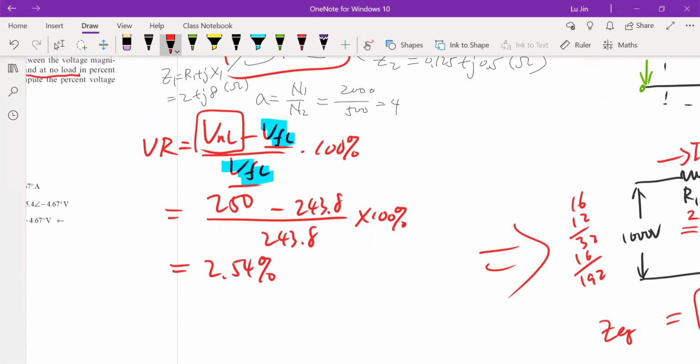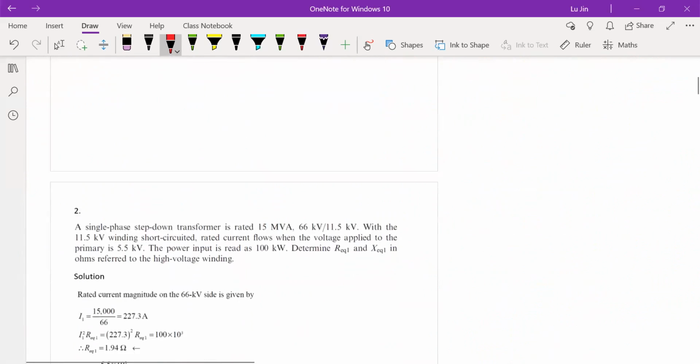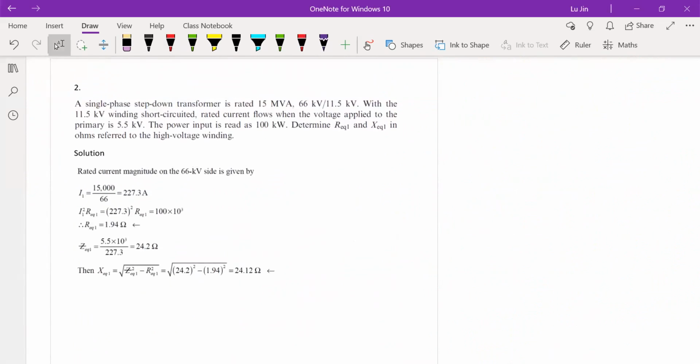Okay, this is question number 1 of tutorial 3. Let's move on to the very last question for this session. Question number 2 of tutorial 3. A single-phase step-down transformer is rated 15 MVA, 66 kilovolts, 11.5 kilovolts. So this is just to read the voltage ratio between the primary side and secondary side of the transformer.